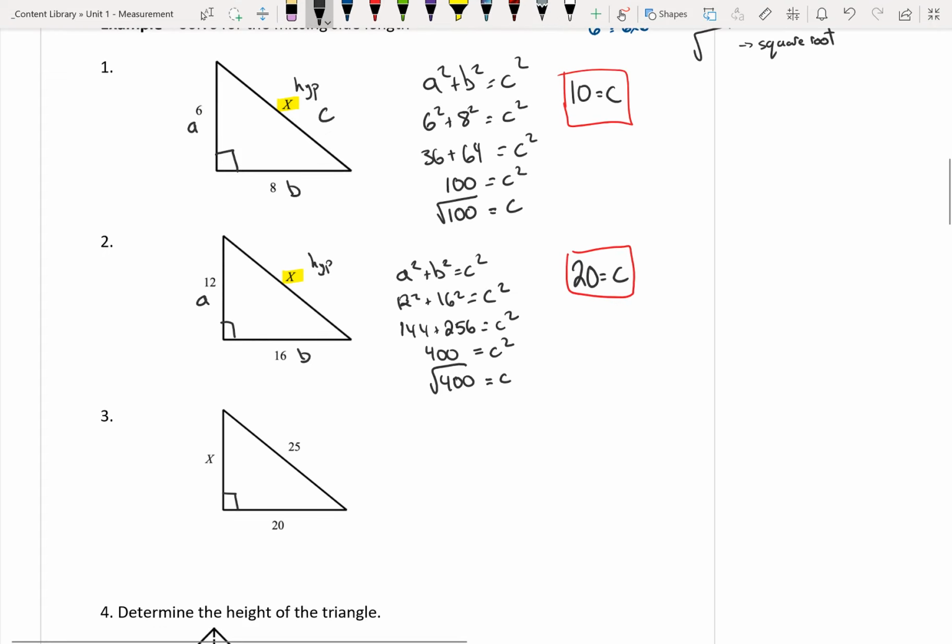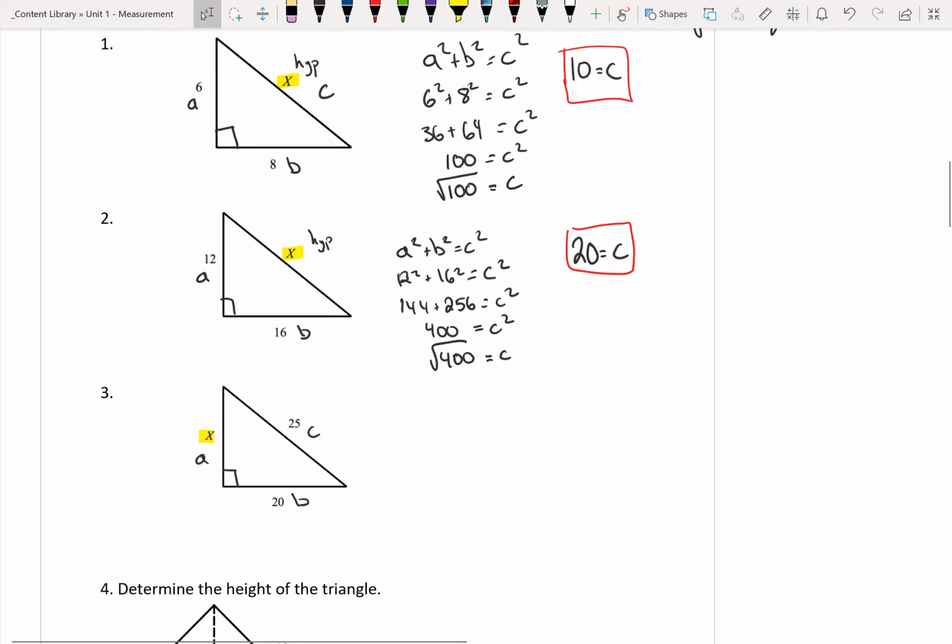Example 3. And I'm looking for a missing side here, which is now one of my legs. So it's still going to call this A, call this B, this is still C. So now I'm using a different formula. I'm using the A squared equals C squared minus B squared. So A squared is equal to C squared, so 25 squared, minus B squared, or 20 squared.